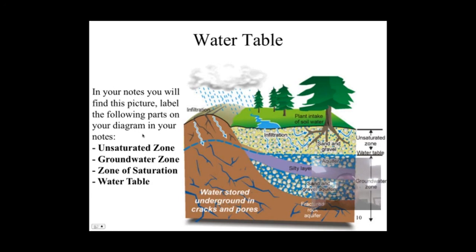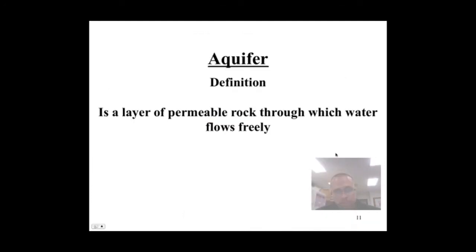Just as in your notes, you'll find this picture. Label the following parts on your diagram and in your notes. The unsaturated zone, from the surface to the water table. The groundwater zone, from the water table on down, which is the zone of saturation. It's the same exact thing. You'll see it called both, so I want you to make sure you label it both. Groundwater zone is the zone of saturation. And then the water table, which separates these two zones. The water table separates the unsaturated zone and the zone of saturation, or the groundwater zone.